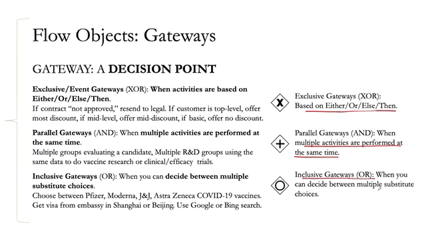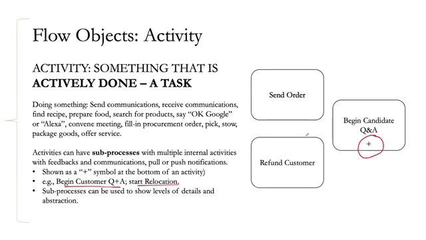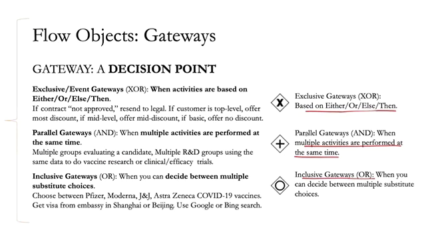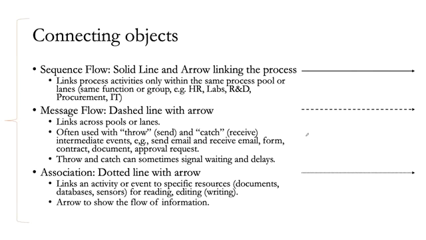So there are multiple different things that could be performed at the same time, but even within what's being performed at the same time, you could have multiple different options. That would be an example of and/or, right? And when you've got a series of if this happens, then do that, or else do that, then you have an XOR setup. So, quick look again: exclusive gateways are based on either/or, else, then. Parallel gateways, which is and, are used when multiple activities can be done in parallel at the same time. Inclusive gateways, which is or, are used when you can decide between multiple substitute choices.